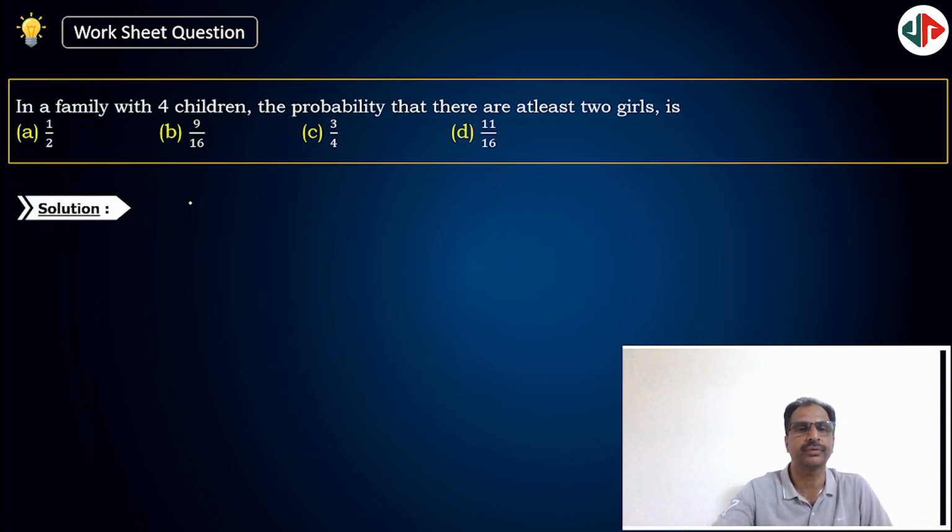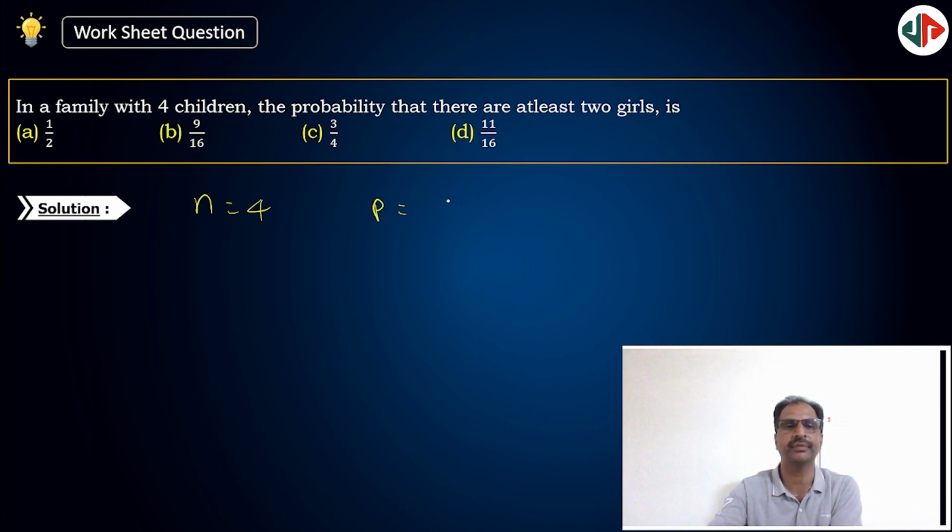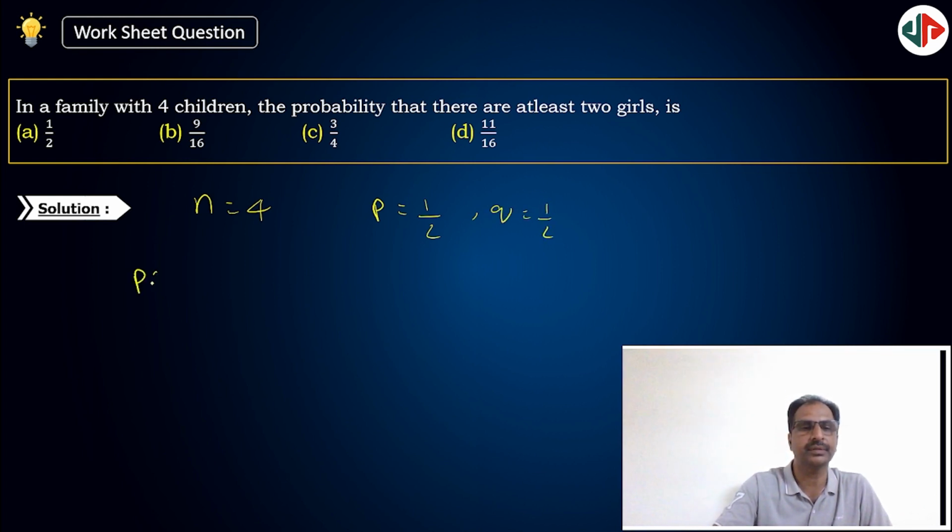In a family of 4 children, the probability of at least 2 girls. So what is success here? Having a girl. If you consider one child, what is the probability of having a girl? 1 by 2. So Q is also 1 by 2. At least 2 girls should be there. At least 2 means minimum 2, so greater than or equal to 2.